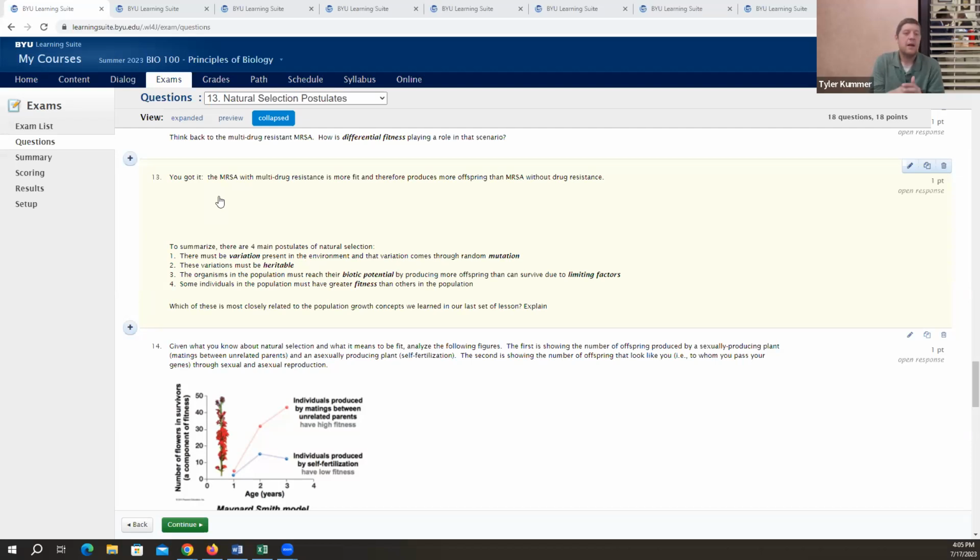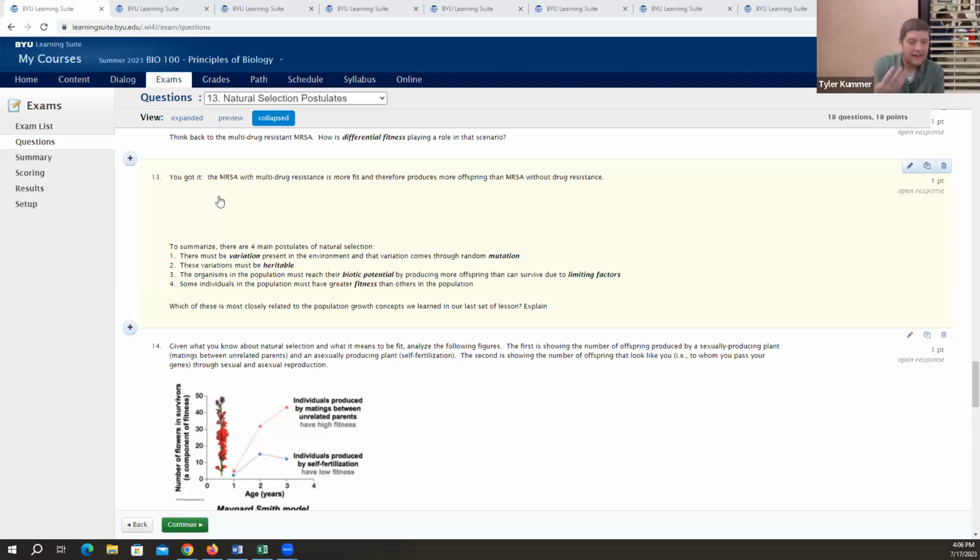That variation must make a difference. There must be some form in that variation, in the differences between individuals in our population. There must be a variant that helps an individual have greater fitness. If none of the variants help with that, we don't get natural selection.